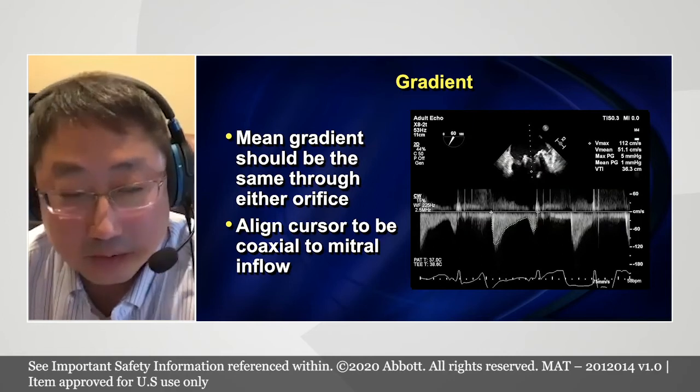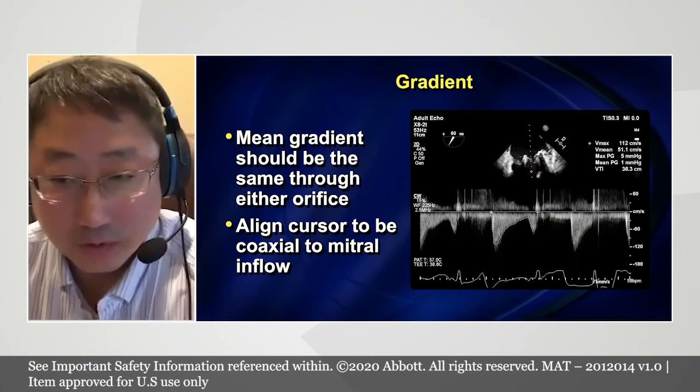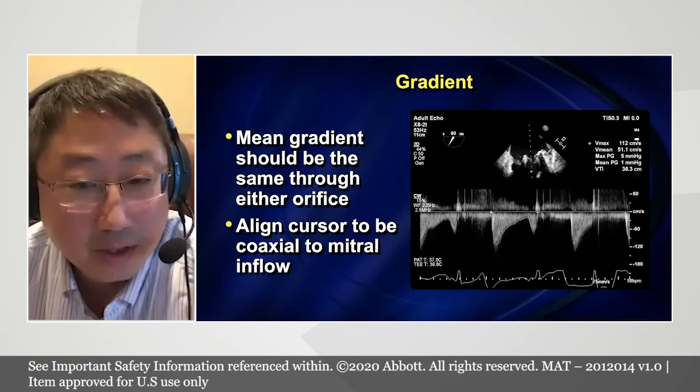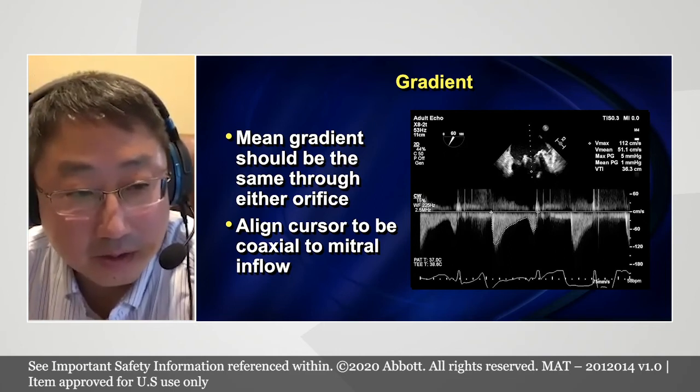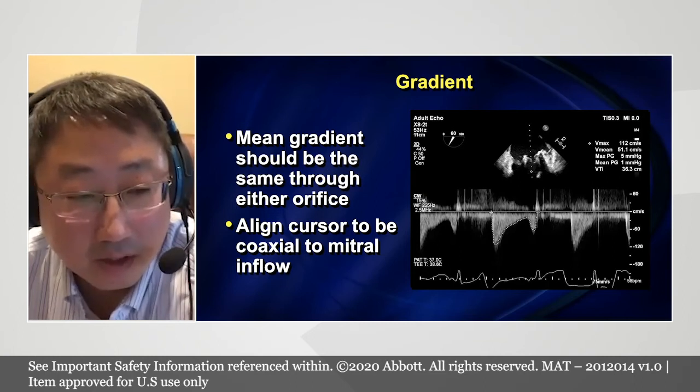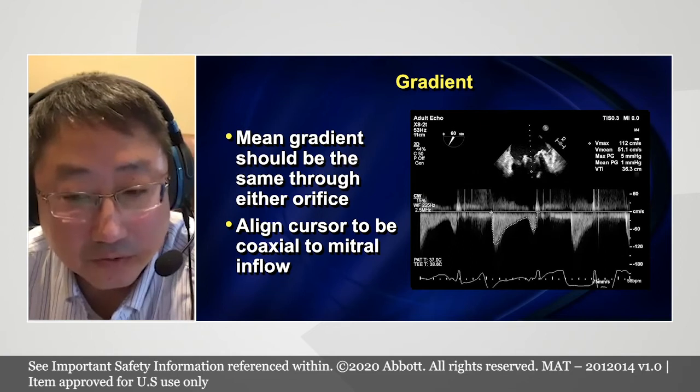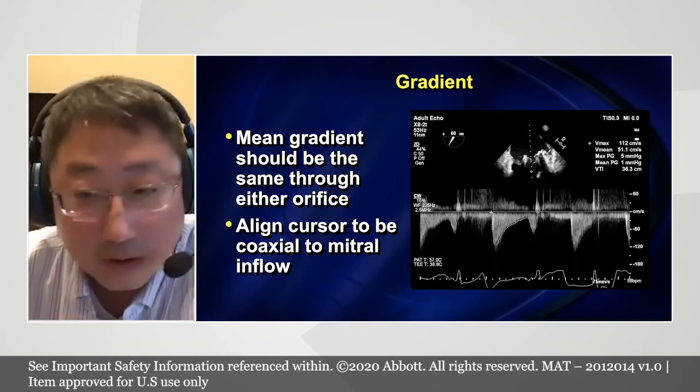In addition to the clip location, you want to look at the gradient across the valve. So oftentimes we get asked, which orifice do you measure the gradient through? Well, your E and A wave may vary between the different orifices, but the mean gradient should be the same. Doesn't matter as long as you align the cursor to be coaxial to the inflow. So that's an important step.